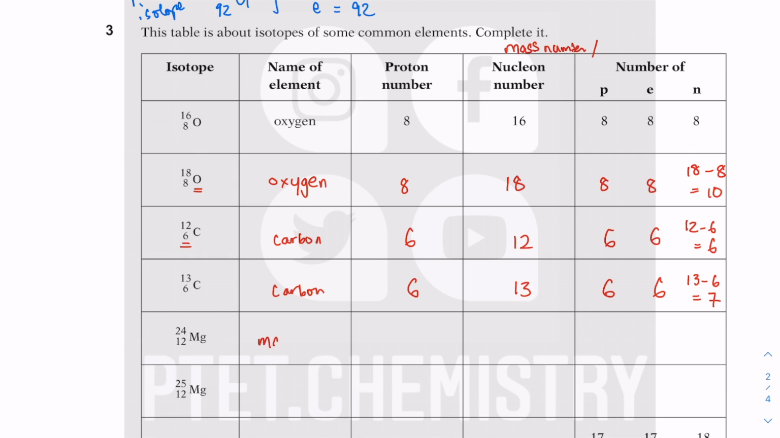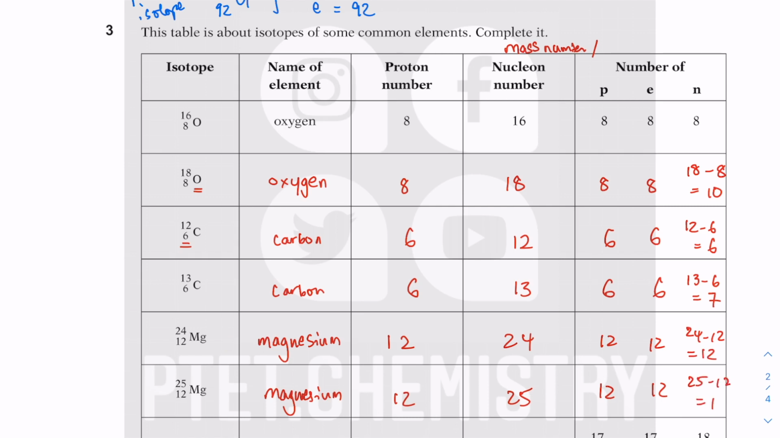Okay, so this is magnesium. At the bottom is also magnesium. Both are the same element, both have the same proton number, 12. Nucleon number here is 24, here is 25. Proton number is the same. Number of electrons is the same, because both are the same element, and also both are atoms. So number of protons equals number of electrons when you have atoms which are not charged. 24 minus 12, mass number minus proton number, you get the number of neutrons. 25 minus 12, you get 13.